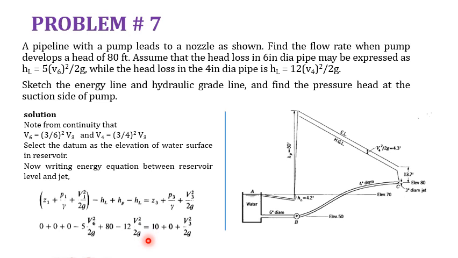The elevation of point C from point A, it is 10. And the pressure again, this is a jet, so it is open to atmosphere, so pressure head is atmospheric pressure, so this will be 0. And the velocity, it is given as V3 square over 2G.